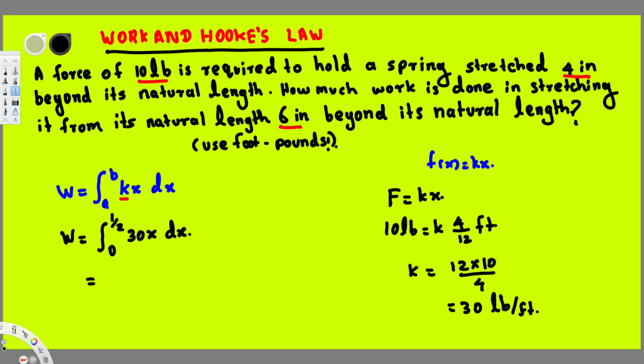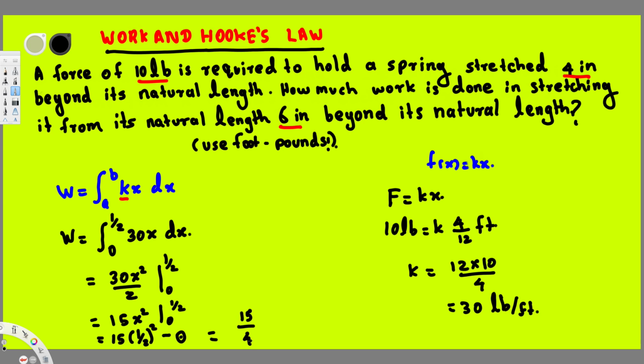If you integrate this, this is going to be 30x squared divided by 2, going from 0 to half. And if we simplify this one more time, that's going to give us 15x squared going from 0 to half. Now let's plug this in. Here we are going to have 15 times half squared, minus, and if you plug in 0, everything is going to be 0. So we can just put 0 right here. If you calculate this, that's going to be 15 divided by 4, and that's going to be the final answer: 15 over 4, and the units of work are foot-pounds.